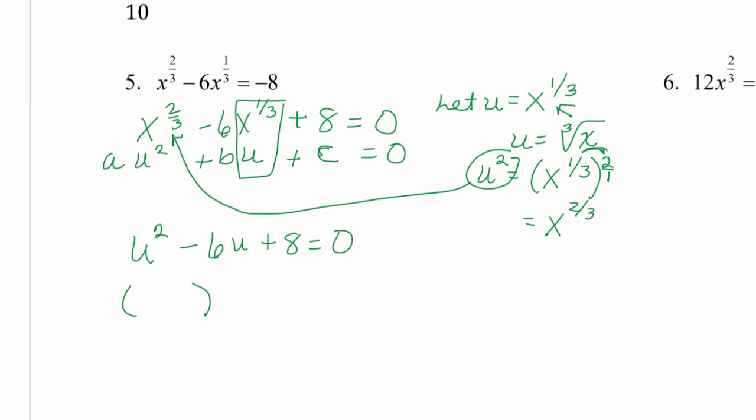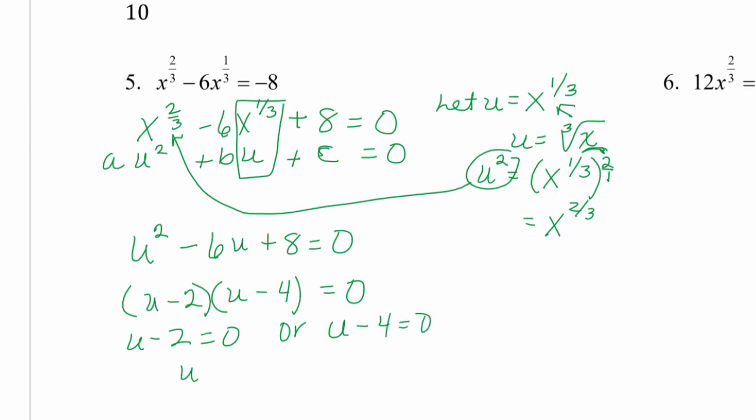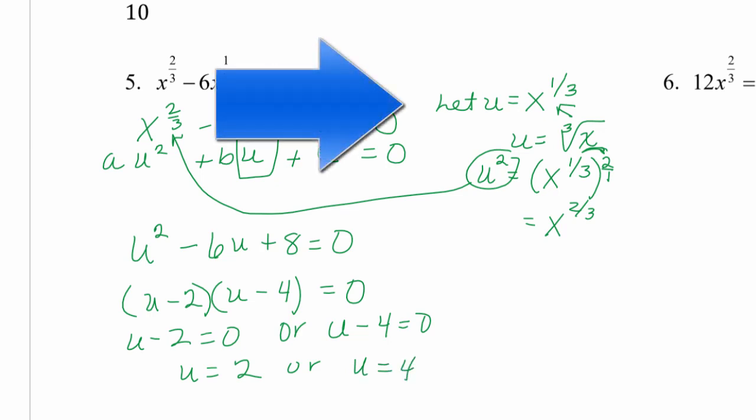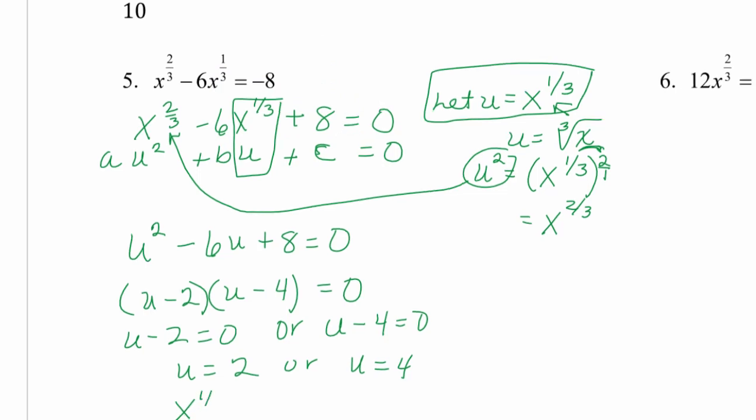And I've got a quadratic equation that factors, so I'm going to go ahead and solve for u here. By factoring, and then I'm going to take each of these factors and set them equal to 0 so that I can solve for u. So u equals 2 or u equals 4. But I can't stop here because what I really want to solve for is x. So I'm going to go back up here and remind myself that u was representing that cube root of x, right? That x to the 1/3.